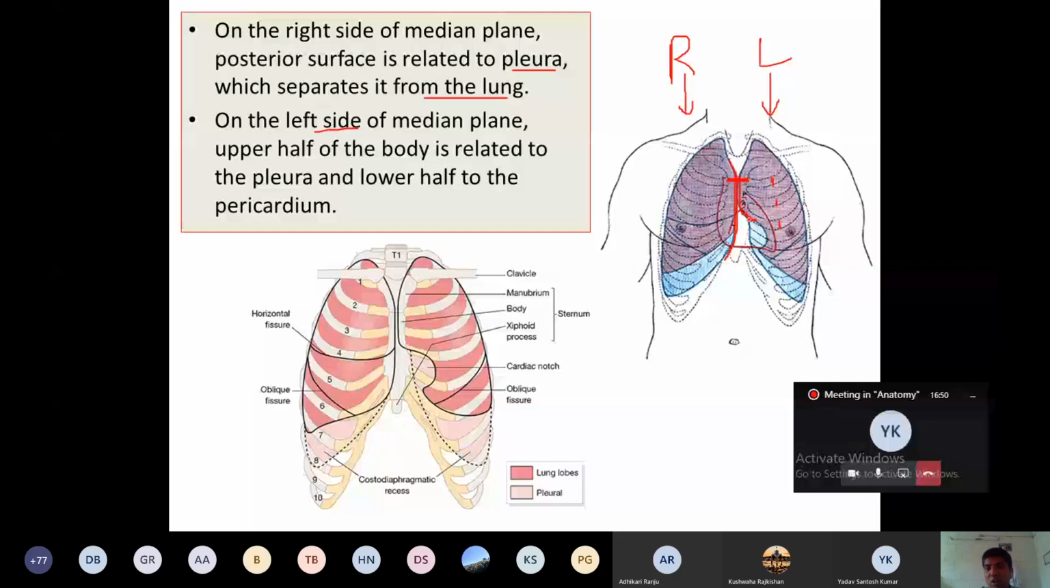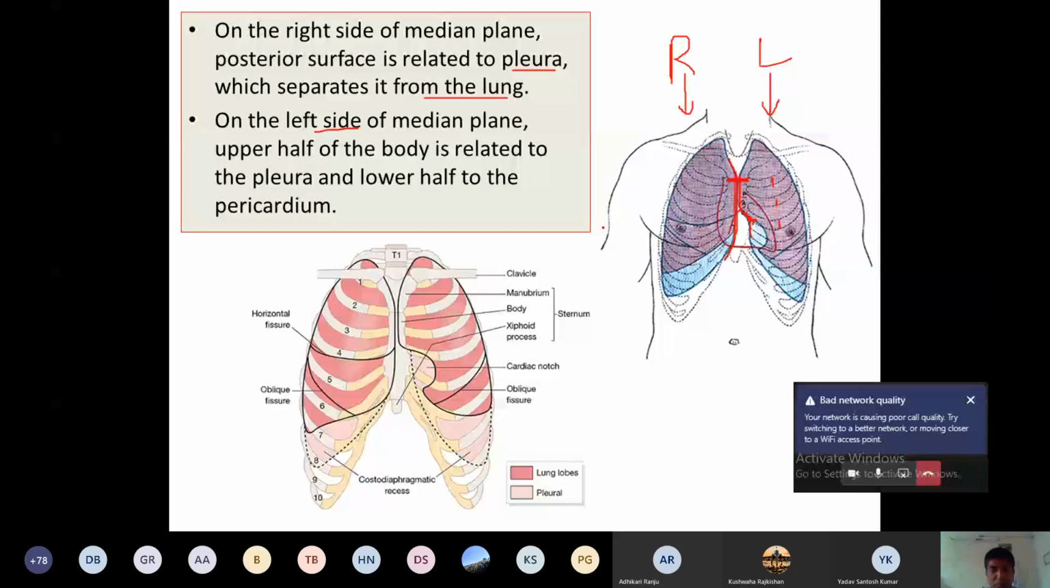The pleura is deviated more towards the left side because of the position of the heart. On the right side, the whole body of the sternum is related to the pleura. On the left side, the pleura is related to the fourth costal cartilage. After that, it is deviated more towards the lateral side because of the pushing by the heart.